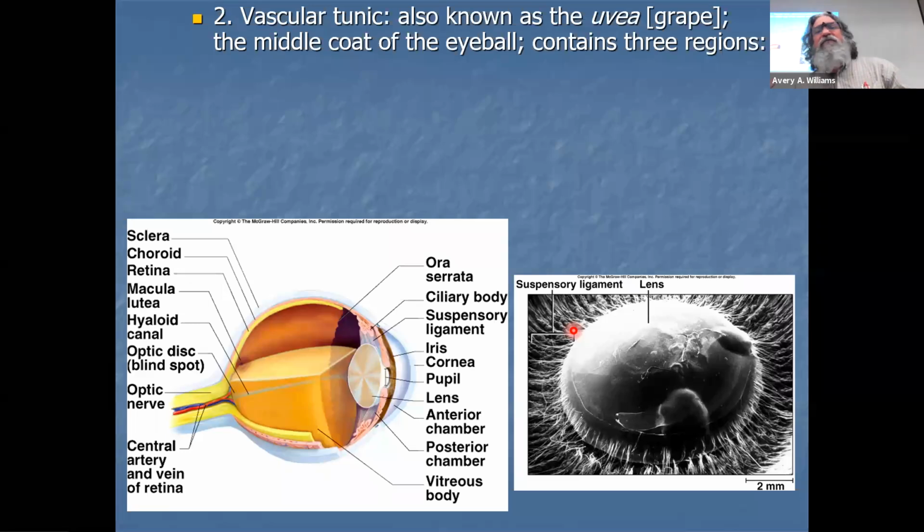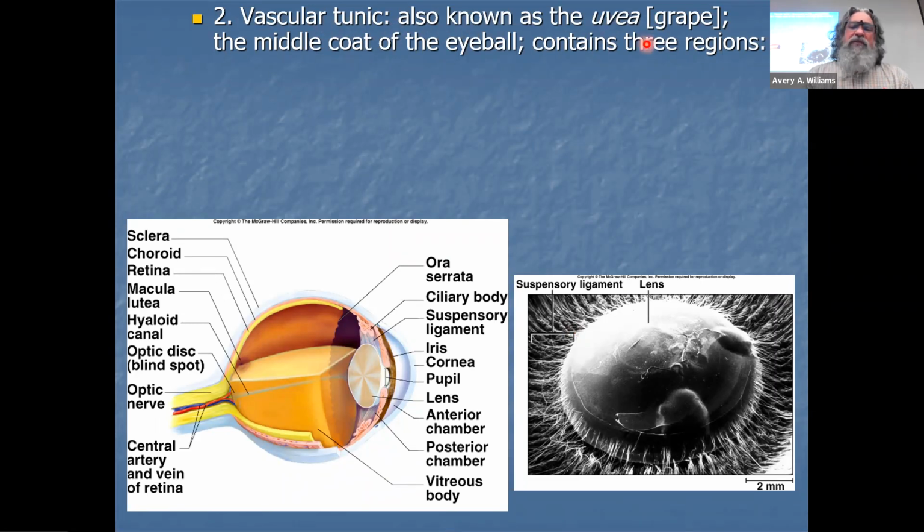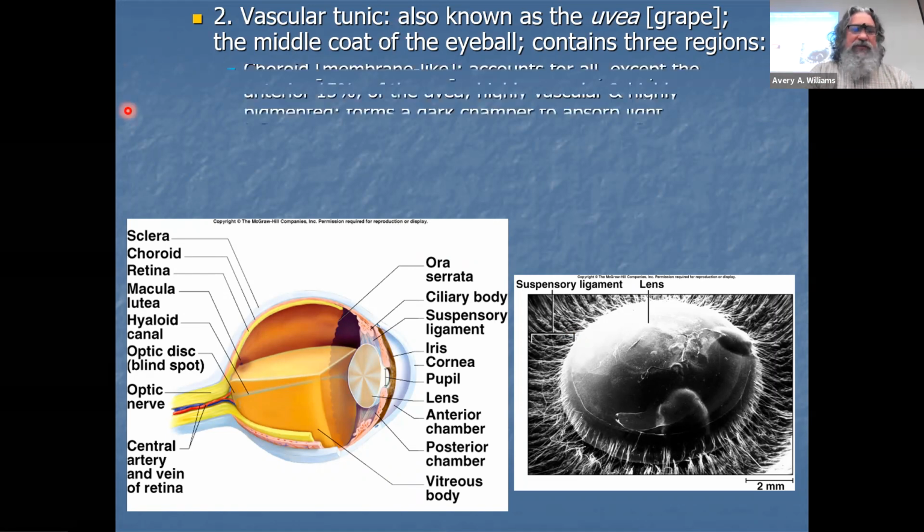It's something completely different. Functionally, it's completely different. So we call it the vascular tunic. The vascular tunic is more commonly referred to as the uvea. The word uvea means grape because it kind of looks like a dark black round grape, okay? I define it as the middle tunic of the eyeball, and it in turn is divided into 3 functional regions, and we'll talk about those.